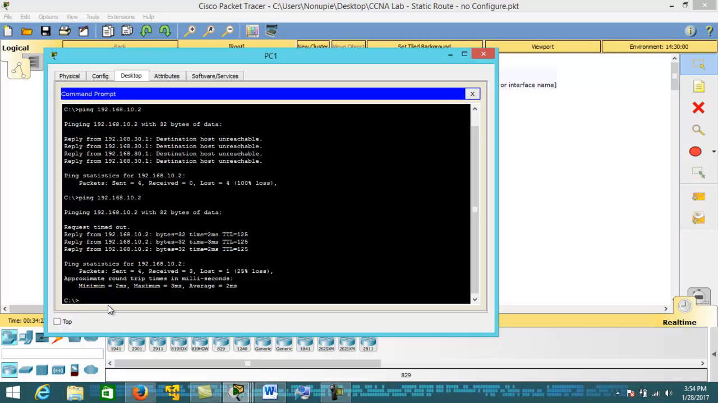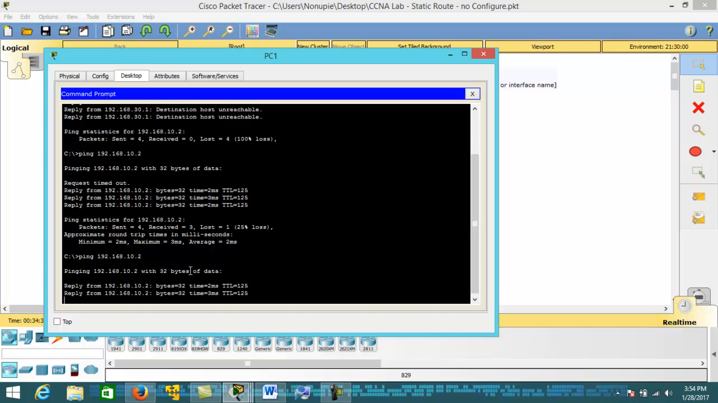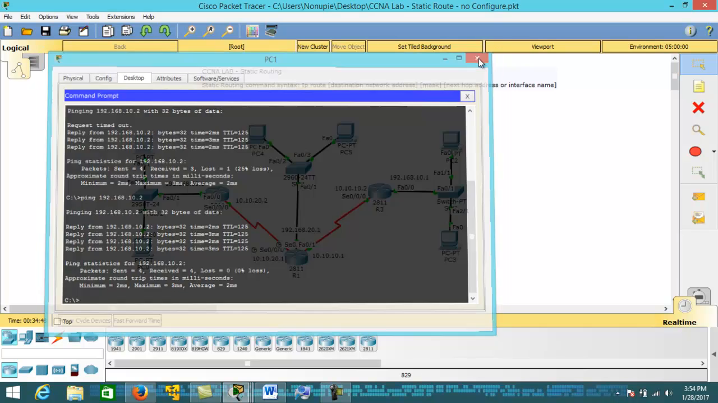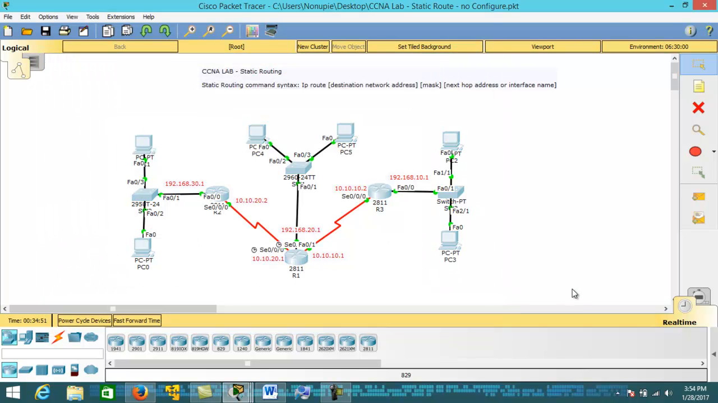If you ping again, we'll see that there will be no packet drop. The sent and received will be 4 and 4. See, there is no timeout for any packet. We sent 4 packets and we received 4 packets. The loss is 0%. So that's all. It is really simple to configure static routing so that all the routers are able to communicate with each other.